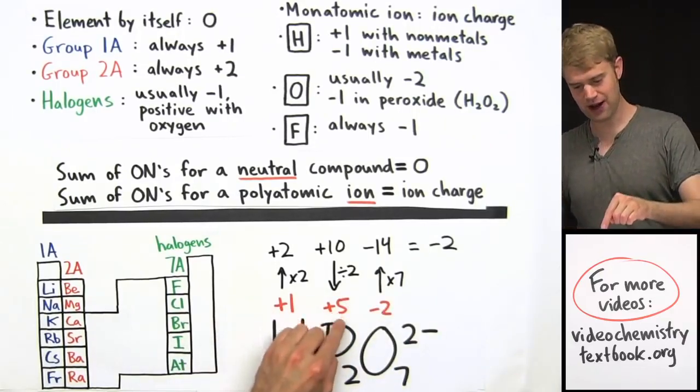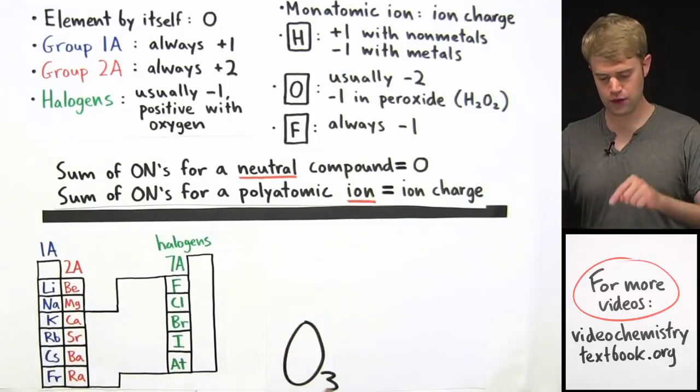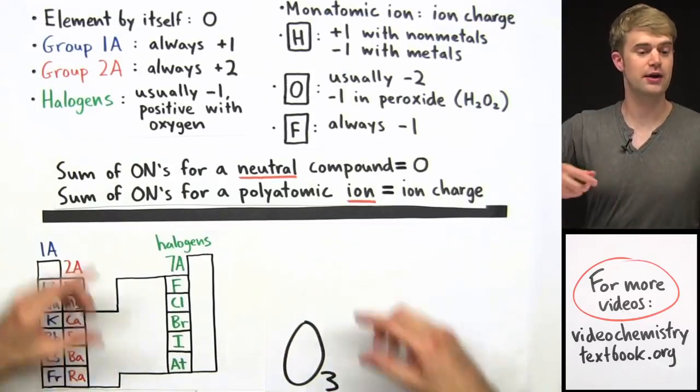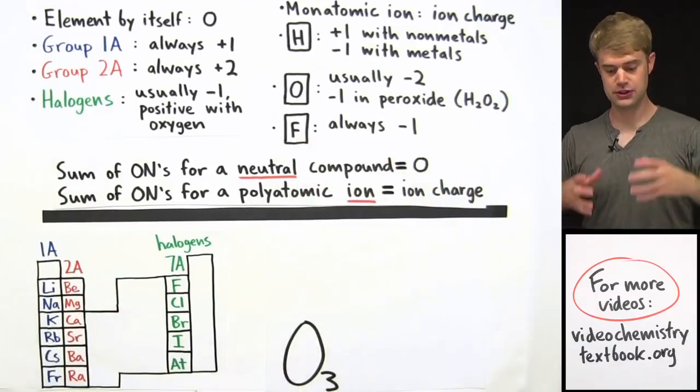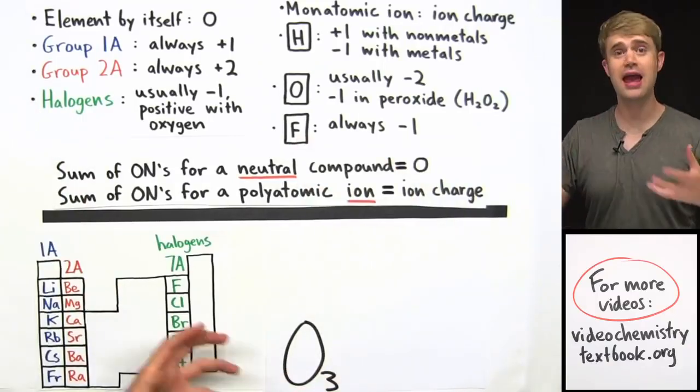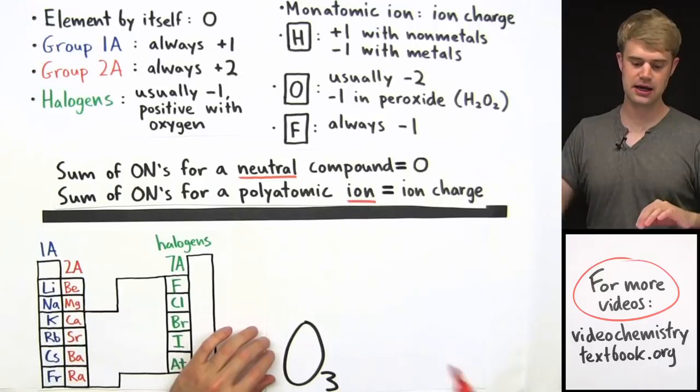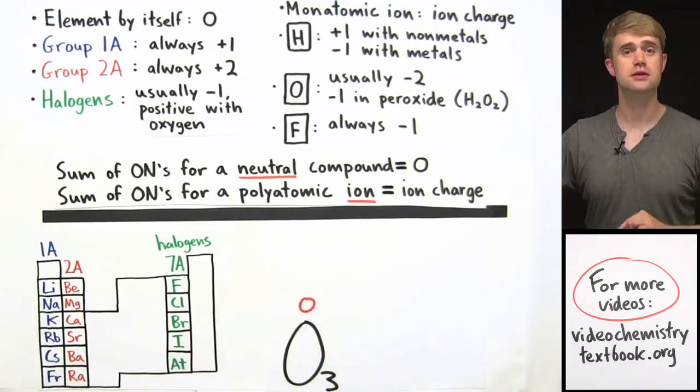+1, +5, -2. O3. O3 here is what I'd call an element by itself. It's just oxygen. It's not combined with any other elements, which means that its oxidation number is going to be 0.